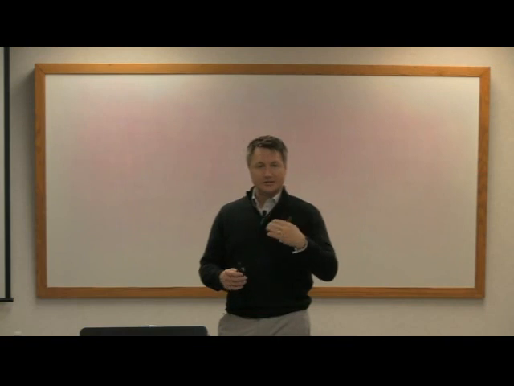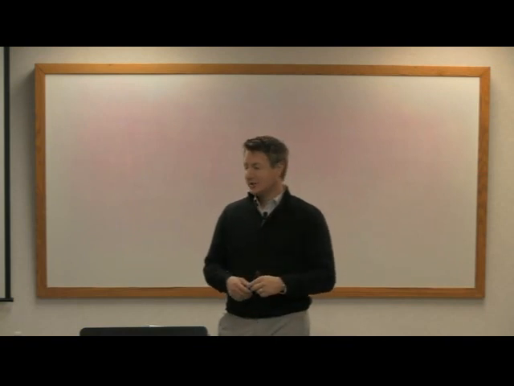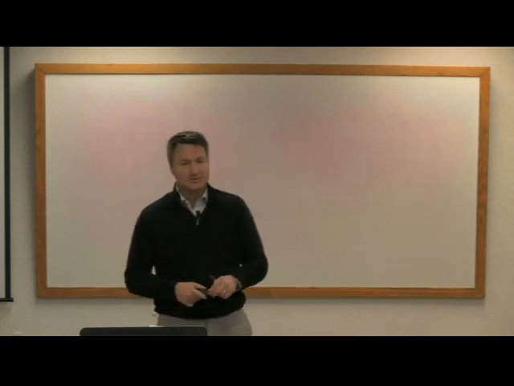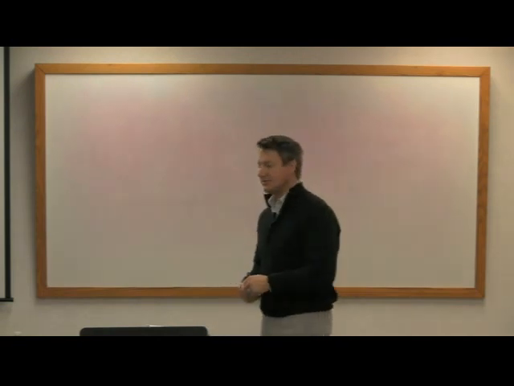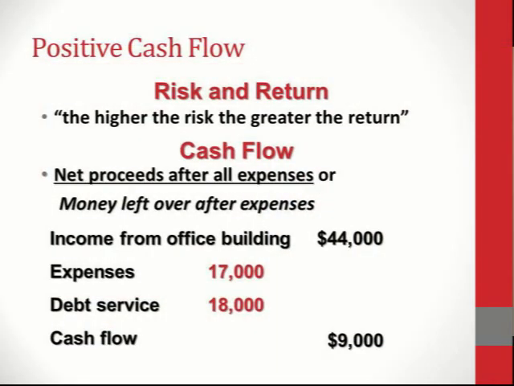What is going to be the profit or the cash or net proceeds that comes in after all those expenses are taken care of? So you'll see on this slide example that we have income from an office building of $44,000. Expenses are $17,000. Our debt service is $18,000. And when I take out my expenses, I have a total cash flow of $9,000.